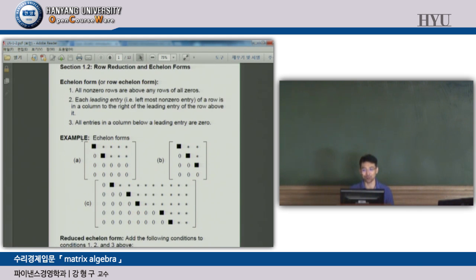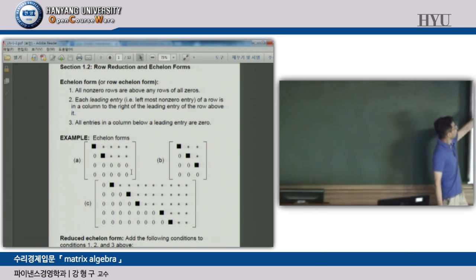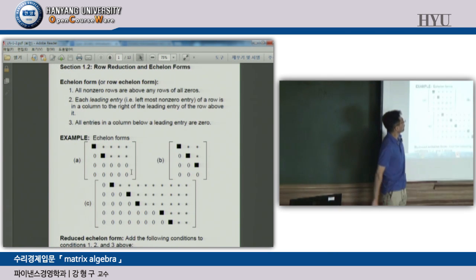So it looks like a triangle. Not exactly a triangle, but something like this. In this case, the rank of this matrix is only 2. We have 4 rows, but only 2 rows are independent. The other rows are dependent on the others. So yes, it is echelon form.